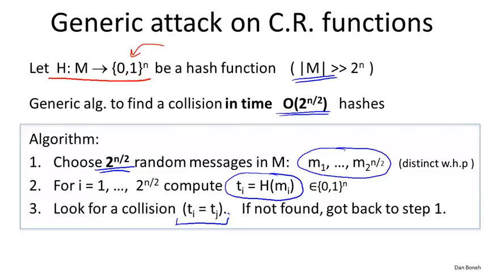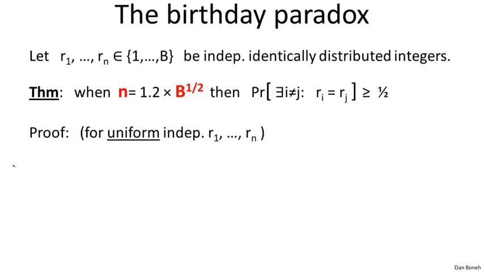Now, if it so happens that we look through all 2 to the n over 2 t sub i's and we don't find a collision, we go back to step 1 and try another set of 2 to the n over 2 messages. So the question is, how well will this work? In other words, how many times do we have to iterate this process until we actually find a collision? I want to show you that, in fact, the number of iterations is going to be very, very small, which means that this algorithm will find a collision in time that's roughly proportional to 2 to the n over 2. To analyze this type of attack, I have to tell you a little bit about the birthday paradox.